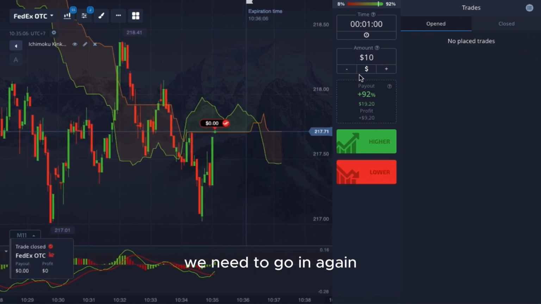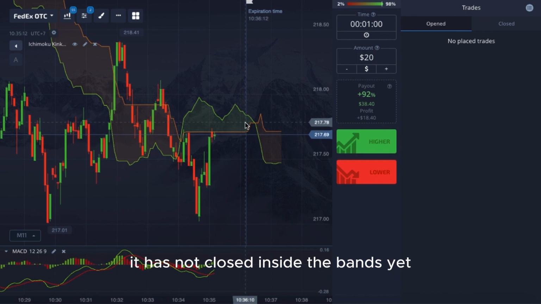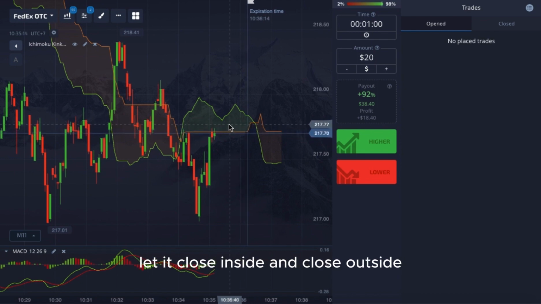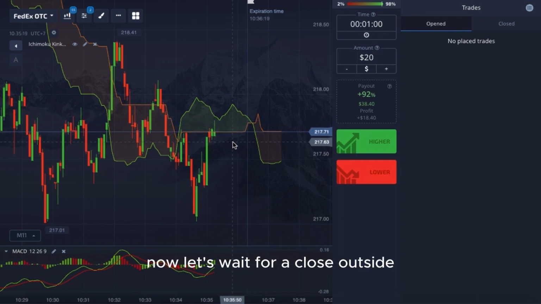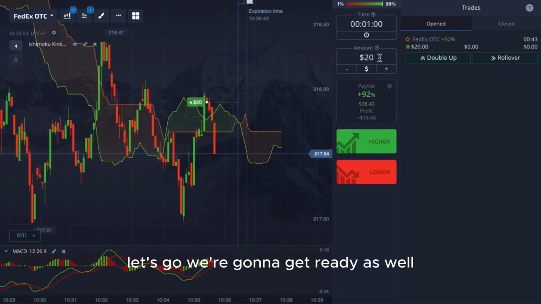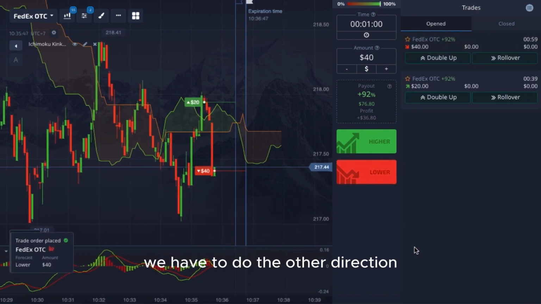Oh, hang on, this one we need to go in again. So let's wait for the close inside. It has not closed inside the bands yet. Let it close inside and close outside. It's closed inside already, that's good. Now let's wait for the close outside. Let's go. We're gonna get ready as well. If it comes out on the other side, we have to do it in the other direction.